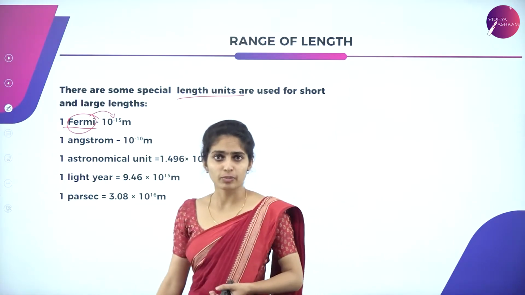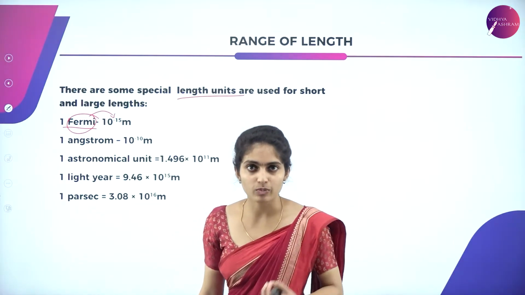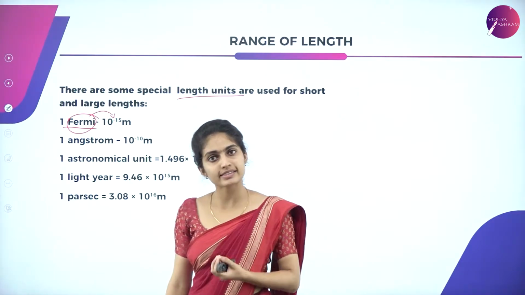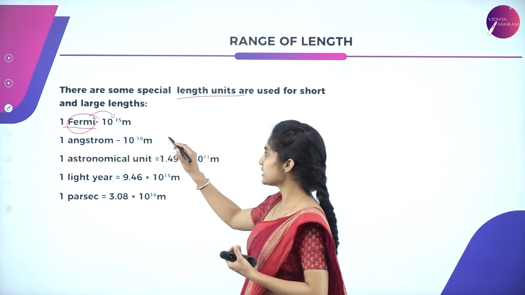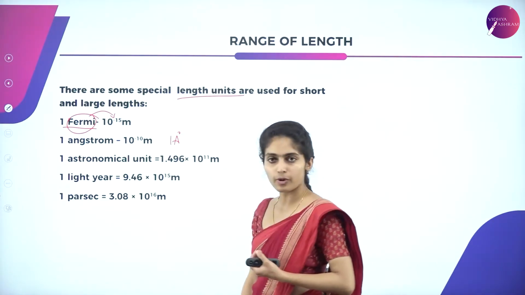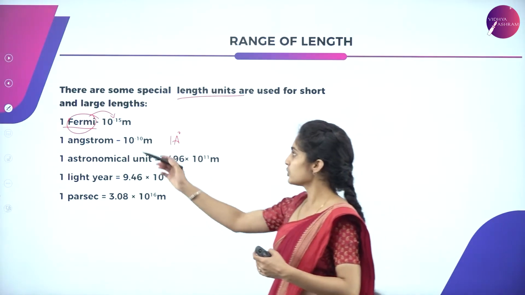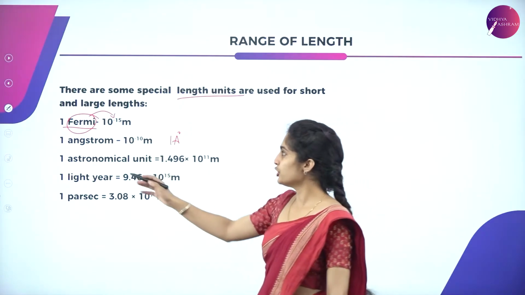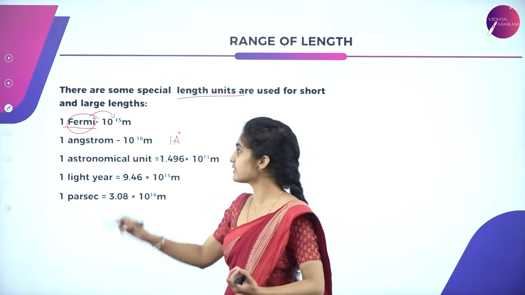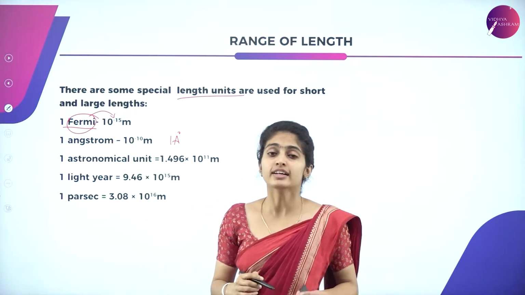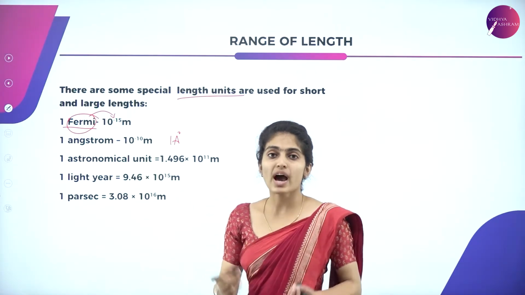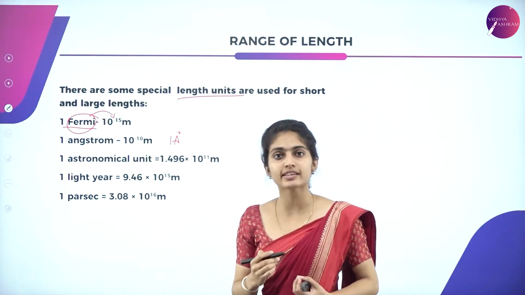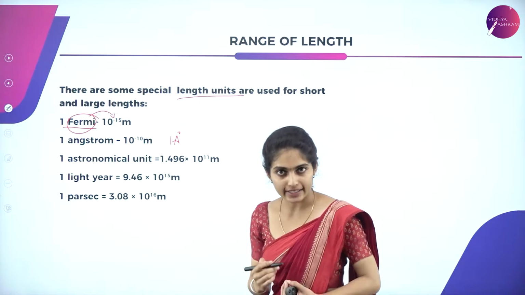Coming to angstrom. So what is 1 angstrom? 1 angstrom's value is 10 raised to minus 10 meter. We can call it 1 angstrom in short. So these are some special methods which we adopt in order to represent a few lengths: 10 raised to minus 15 meter can be called 1 Fermi. Similarly, 10 raised to minus 10 meter can be called 1 angstrom.